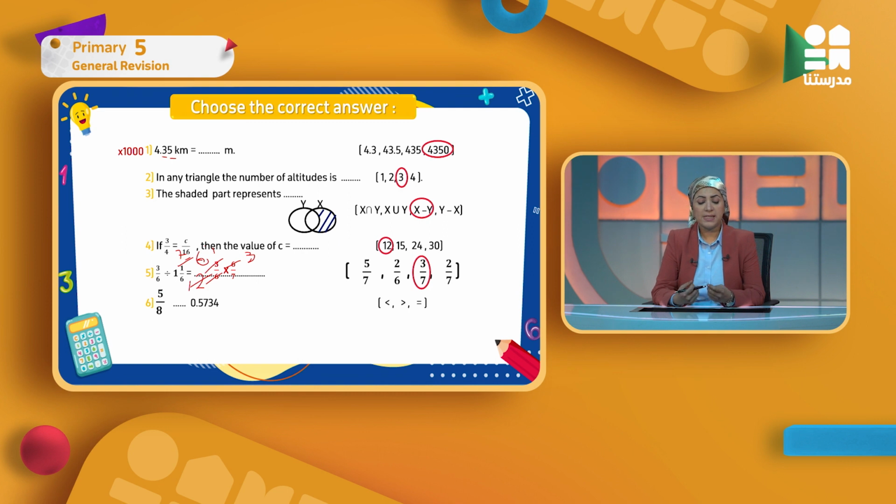5/8, is it smaller than, bigger than, or equal to 0.5734? To know the answer, both must be fractions, or both must be decimal numbers, or a whole number and a decimal number. So here I will divide the 5/8. We do long division, 5 divided by 8. The answer will be 0.625. So I check the whole number first. The whole numbers here are both zeros. So the whole numbers are the same.